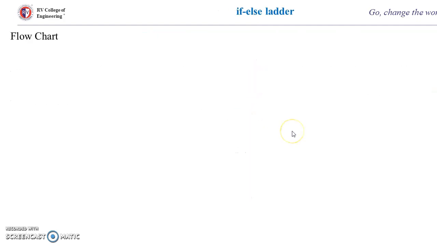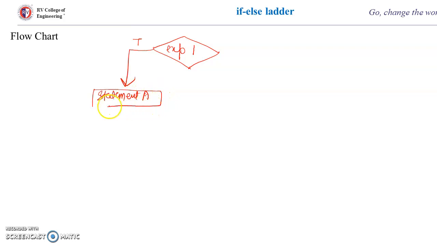So I am going to draw the flow chart of the if else ladder. Here, expression 1 is nothing but condition 1. If expression 1 is true, what happens? Statement A would be executed.